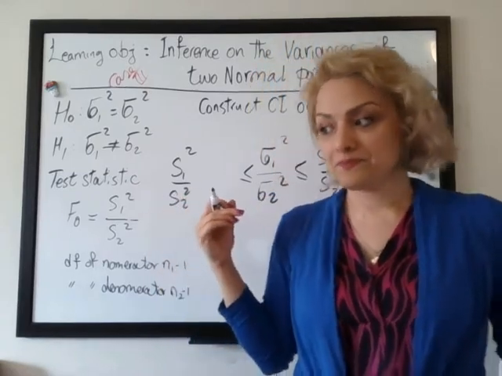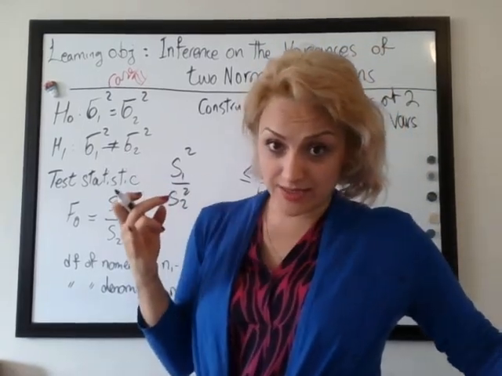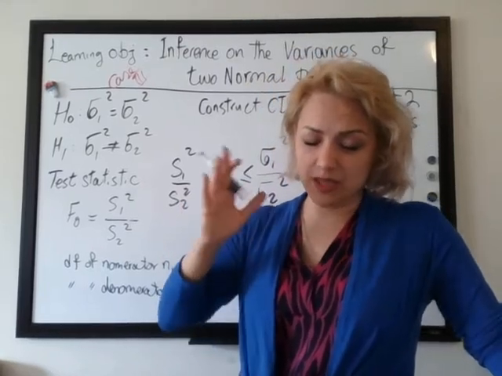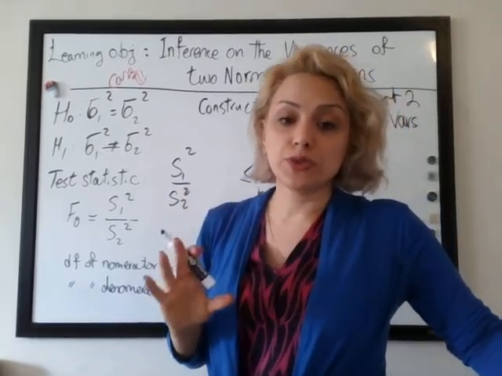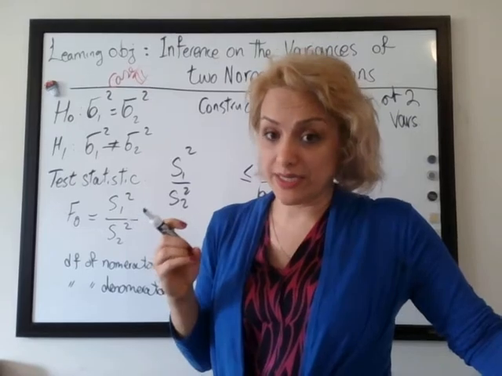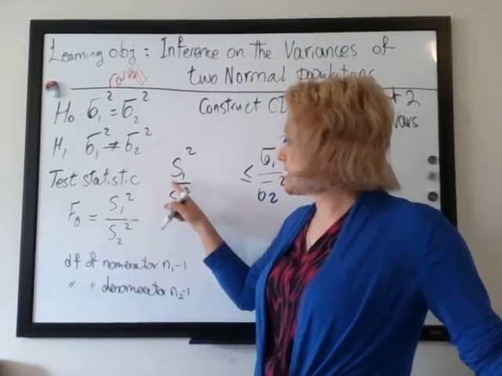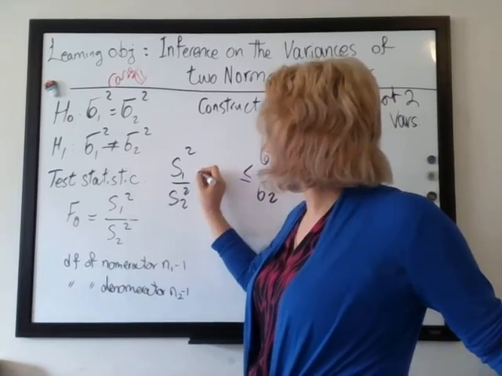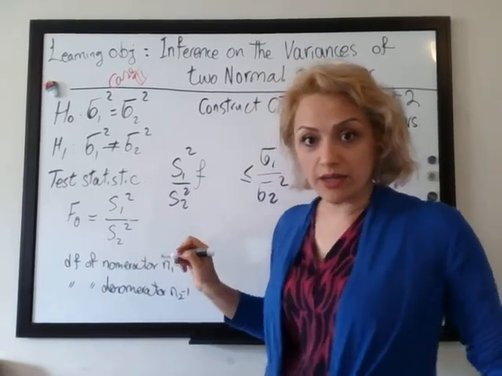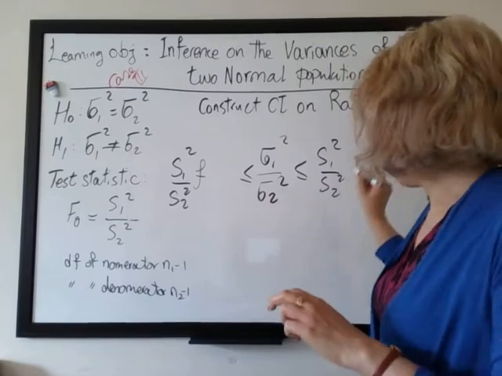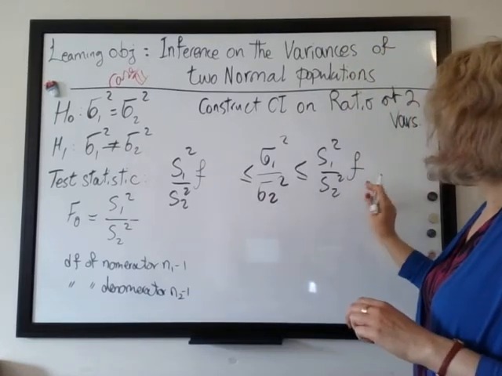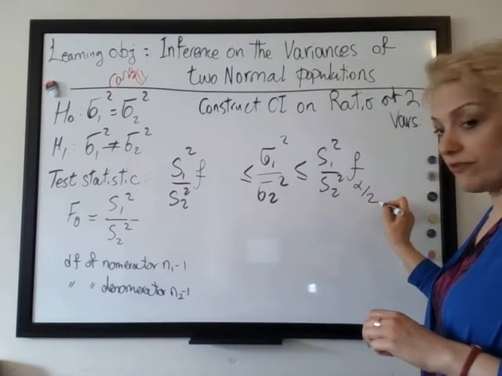When we had one sample, case number 3, we had the value of n minus 1 as well, but here we don't need it because we are working with the F table. So I would say S1 over S2, and then for both sides I'm going to write down F times F. And here is going to be F at half of the alpha, right?